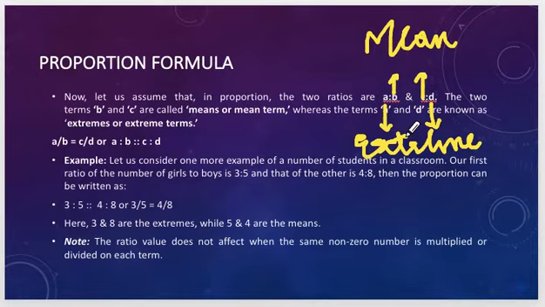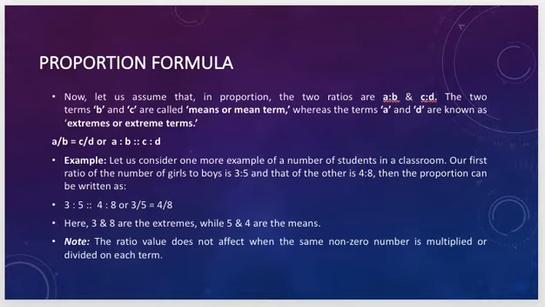Then we have an example that there is a classroom and the ratio of girls to boys is 3:5 and 4:8. Then the proportion can easily be written in this format, that is 3:5 is equal to 4:8. Now you can put this sign or you can put this sign. Over here 3 and 8 are going to be called extremes, and 5 and 4 are going to be called means. And if you multiply or divide numerator and denominator by any same non-zero number, it is not going to affect either the ratio or the proportion.